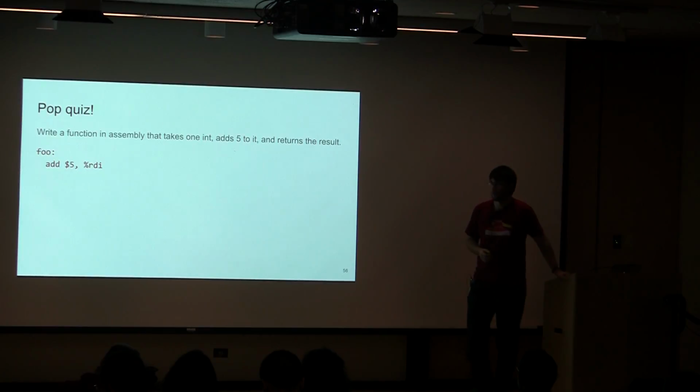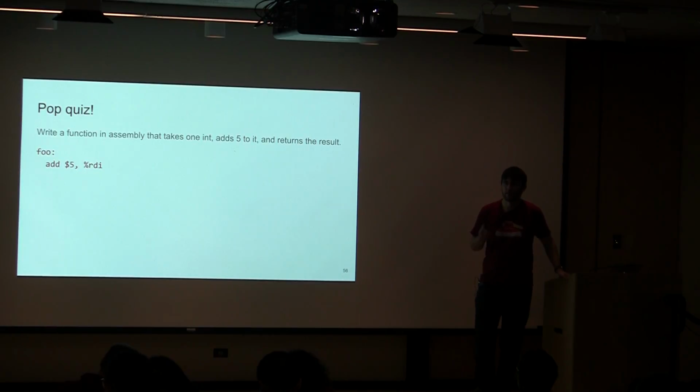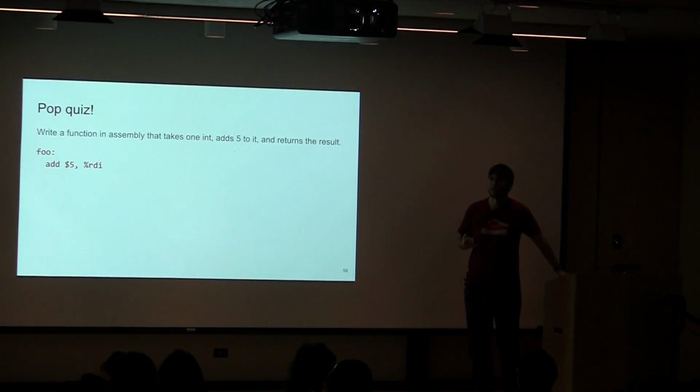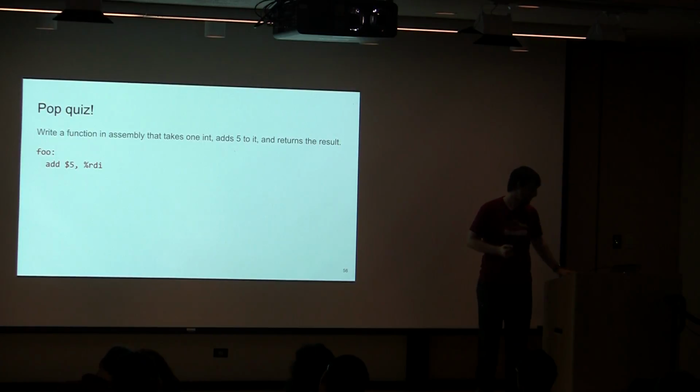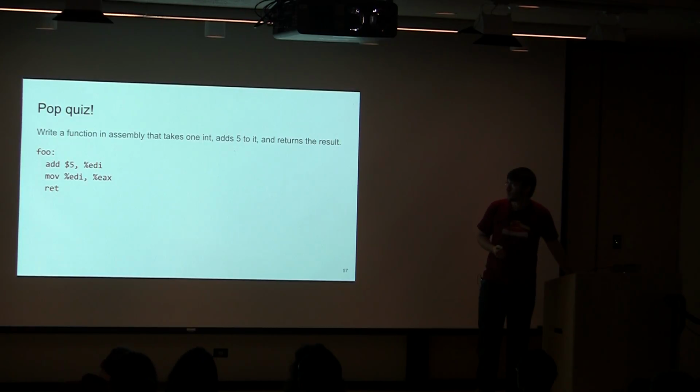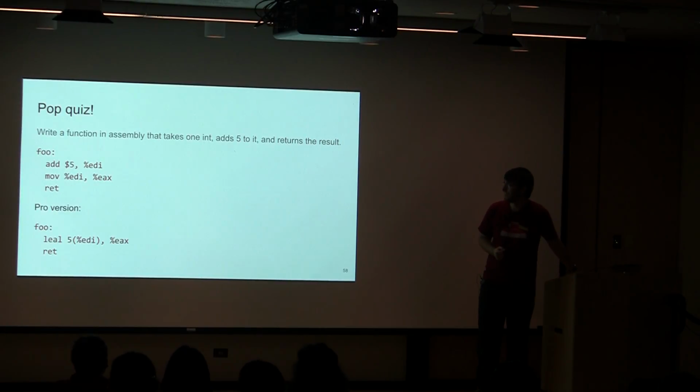Now all that's left to do is return the result, right? What do we have to do to return that value? Exactly, yeah. RAX is the return register, so now we have to take that value and put it in RAX. So move, then return. That's it. Okay, good. This function isn't the most complex one you've seen.